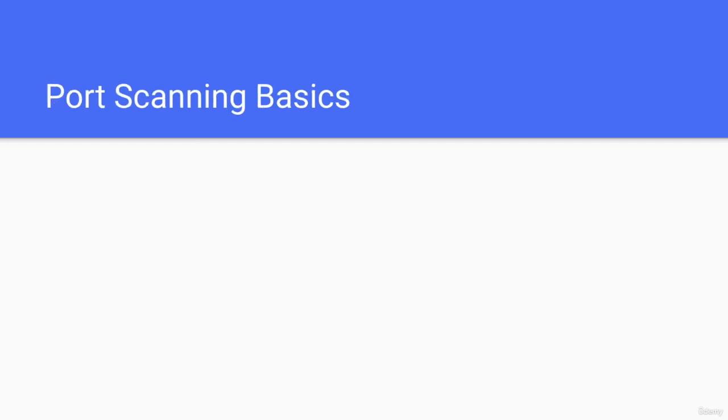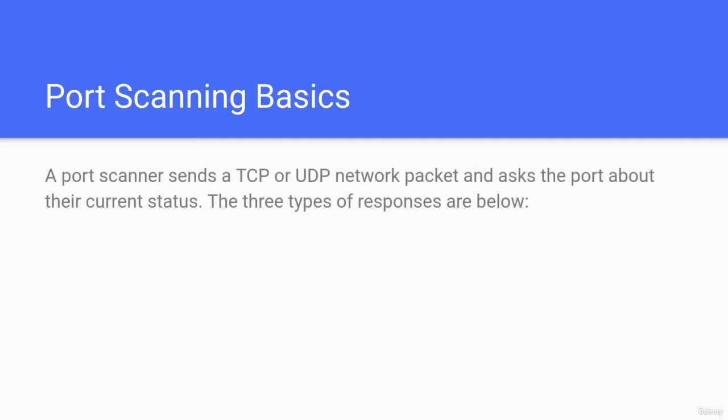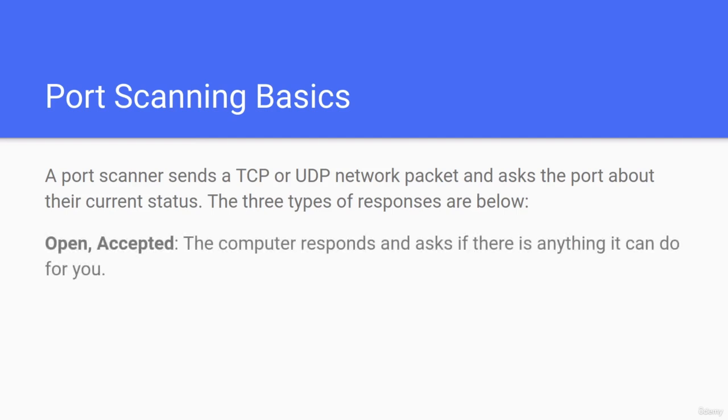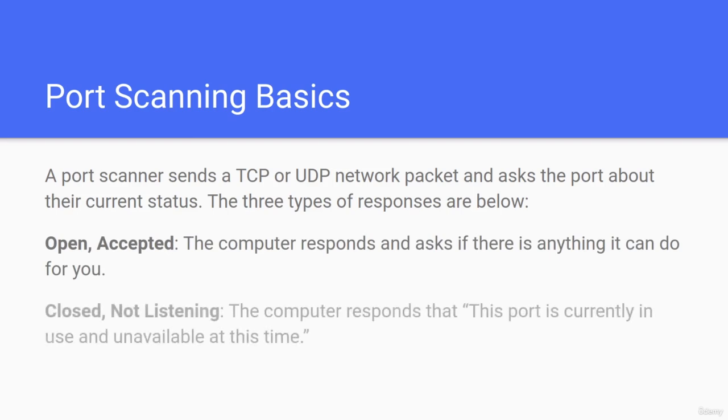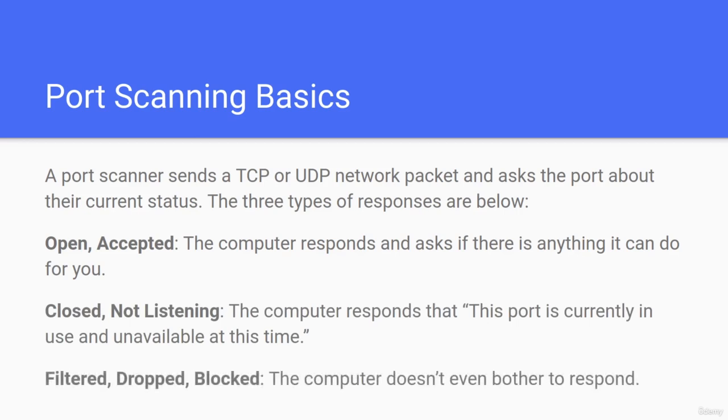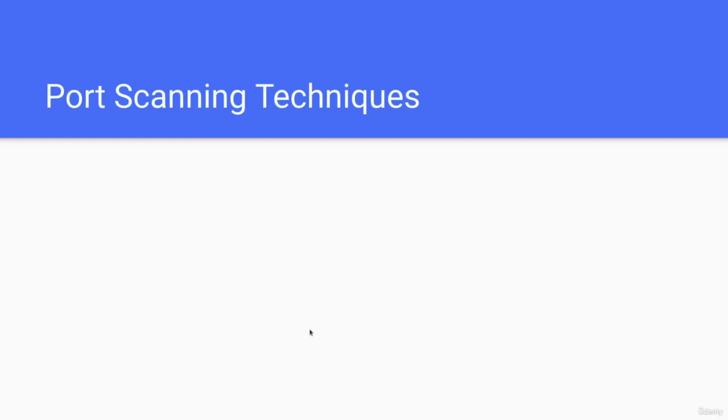Now let's start with port scanning basics. A port scanner sends a TCP or UDP network packet and asks the port about its current status. The three types of responses are below. Open or accepted: the computer responds and asks if there is anything it can do for you. Closed or not listening: the computer responds that this port is currently in use and unavailable at this time. Or filtered, dropped, blocked: the computer doesn't even bother to respond. So we either have a response, or no response, or a response that the port is currently in use.